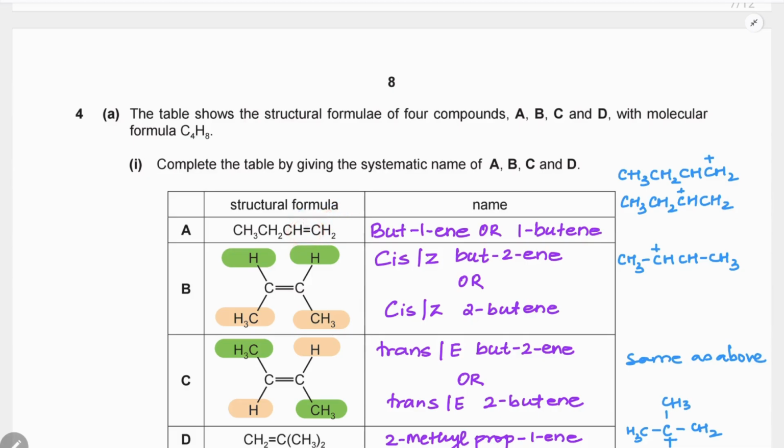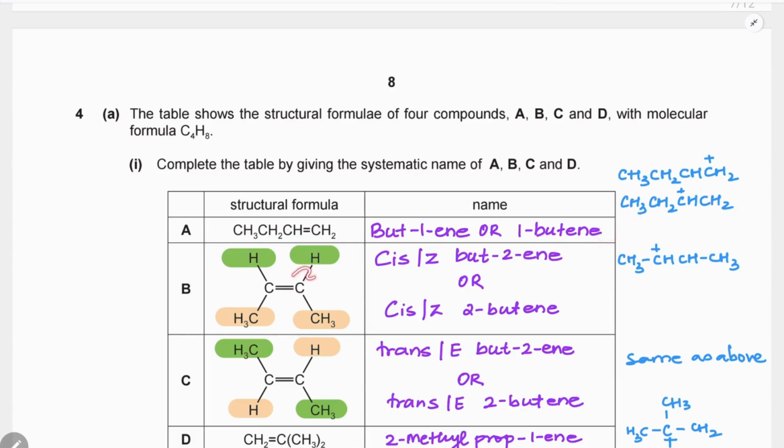So let's count the number of carbon atoms: 1, 2, 3, and 4. 4 means but, and on the first carbon only we're going to have the double bond, so we can write but-1-ene, or we can also write 1-butene.